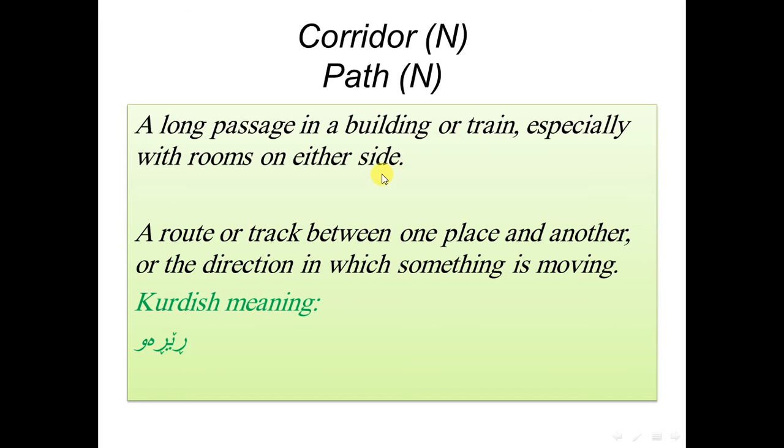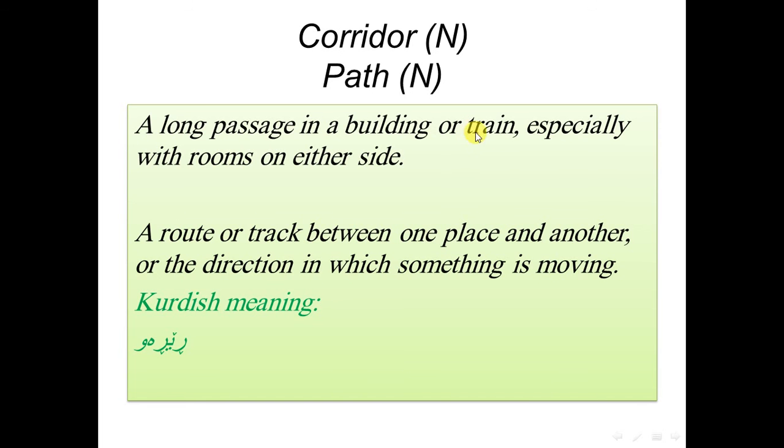So imagine you are in a hotel. There's a corridor, there's a passage. When you go through the hall, you see that on each side of the corridor there are rooms. The doors are parallel to each other. And if you go through the corridor, you may face many different rooms.